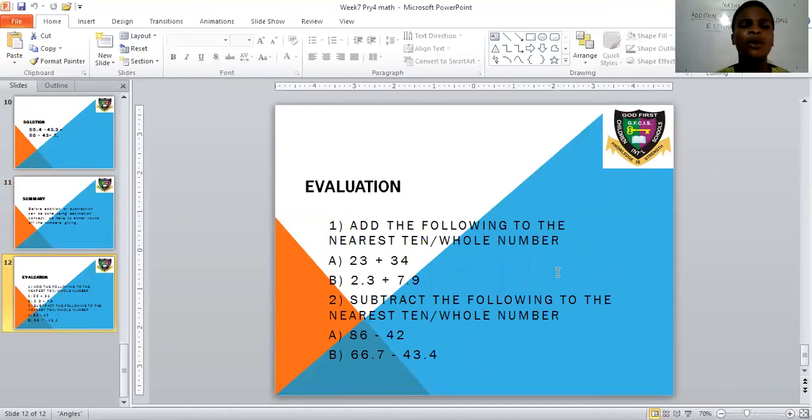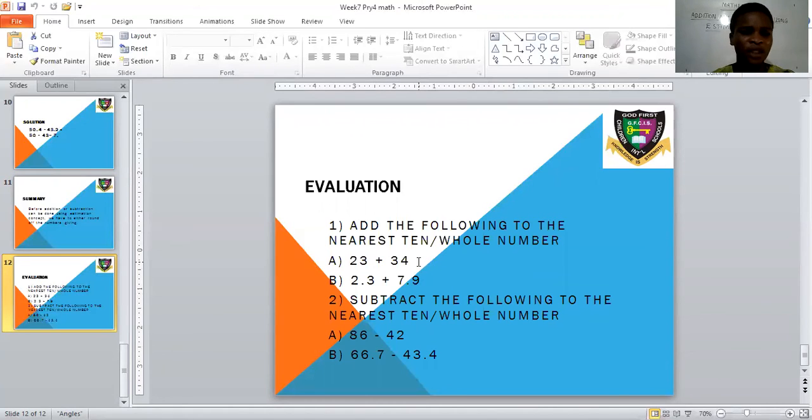Good. Now, look at the questions given to you to solve on your own. Please get your note and your pen and put this down, work on it on your own and give me feedback on whatever you have done. The question says, add the following to the nearest 10 or whole number. The first question, A, is saying 73 plus 34. You know what that implies.